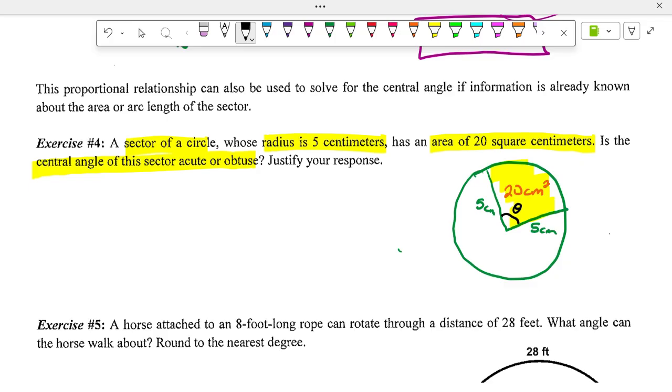So let's think about this logically. Think about what we use the angle for. So think about what we used the angle for in previous problems. What did we typically use the angle for in previous problems?